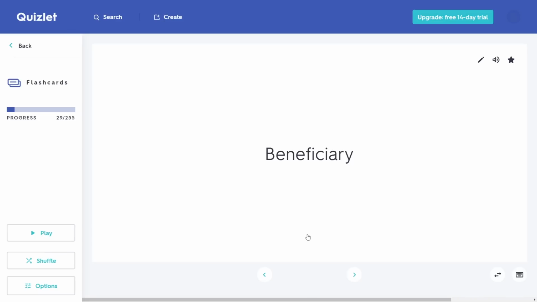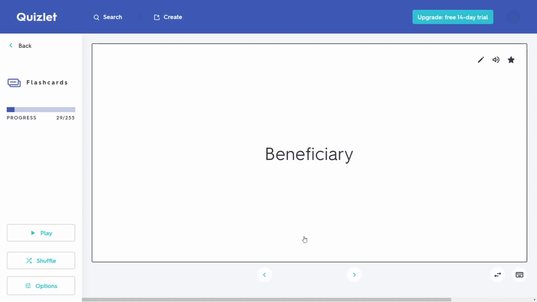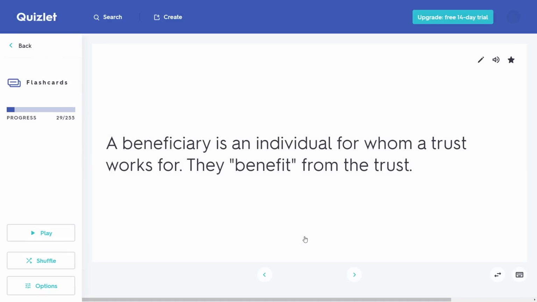Okay, did you guys figure it out? Hopefully. Beneficiary. Okay, so that is an individual for whom a trust works for. They benefit from the trust. That's the key. That's the secret of how to remember it, is that they benefit from the trust.